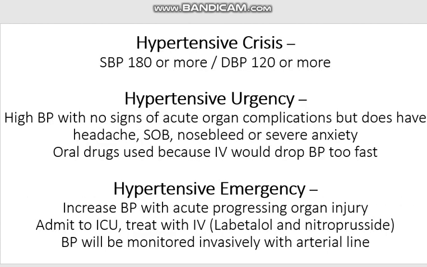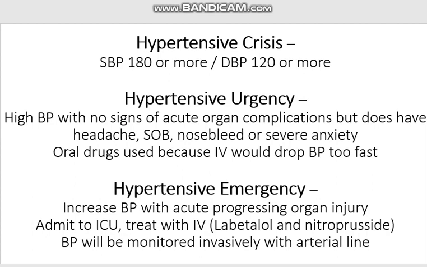A hypertensive crisis is having a systolic blood pressure of 180 or more and a diastolic blood pressure of 120 or more. Hypertensive urgency is having a high blood pressure with no signs of acute organ complications but the patient does have a headache, shortness of breath, nosebleed or severe anxiety. Oral drugs are used for this because an IV would drop the blood pressure too fast.